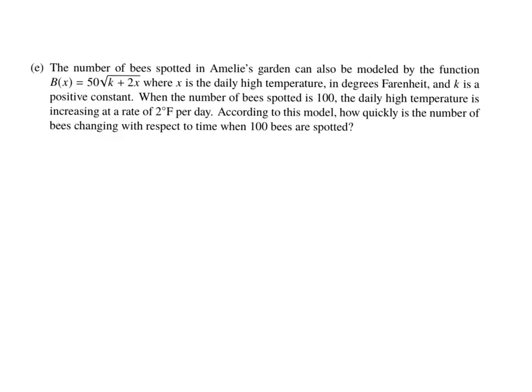So part E is a really interesting problem. They actually give us the number of bees spotted based on the temperature. Believe it or not, this is a related rates problem. So they tell you when the number of bees spotted is 100, the daily high temperature is increasing at a rate of 2 degrees Fahrenheit per day.